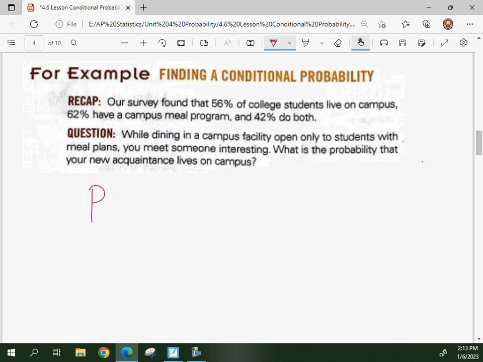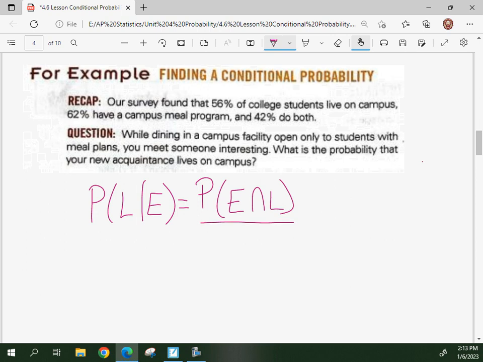I want to know the probability that somebody lives on campus given they are eating in a campus dining hall. So I need the probability that they do both. And then I'm going to divide by the probability that they have a meal program. Remember, E stands for eating on campus, meal program.